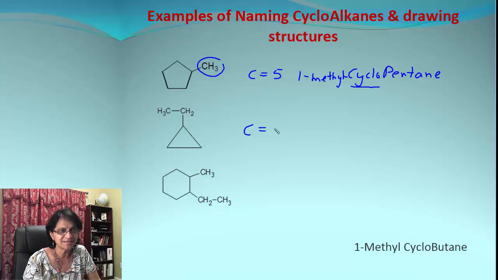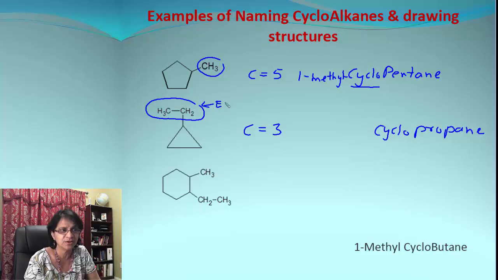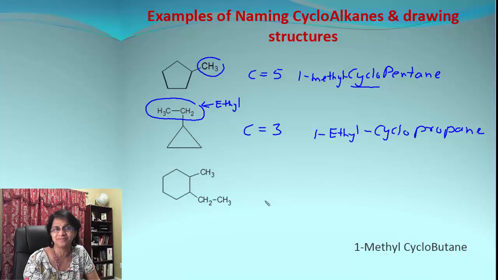How about next one? The ring has 3 carbon atoms. With 3, the word is prop. So it is propane. Since we have a ring, it is cyclopropane. And the substituent which we got is with the 2 carbon atoms. That means that must be ethyl group. And that's only 1. So we can say 1-ethyl cyclopropane. How about the next one?